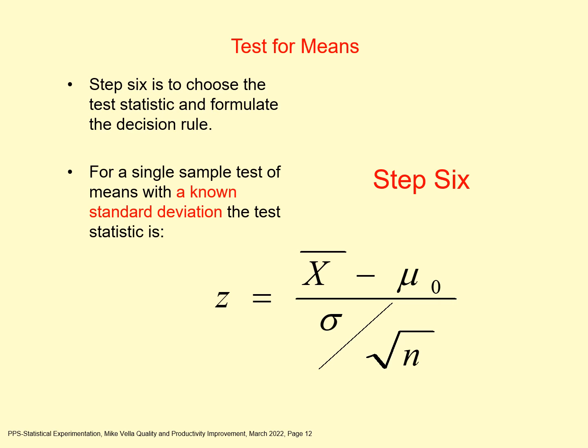Step 6 is to choose the test statistic and formulate the decision rule. For a single sample test of means with a known standard deviation, the test statistic is Z equals the average, that is the X bar, minus the long-term average, the mu, divided by the standard deviation over the square root of the sample size.